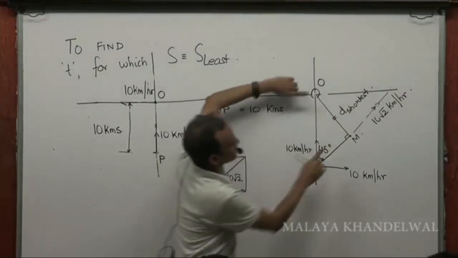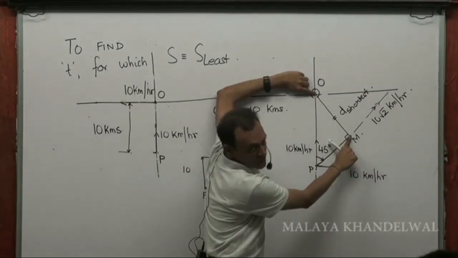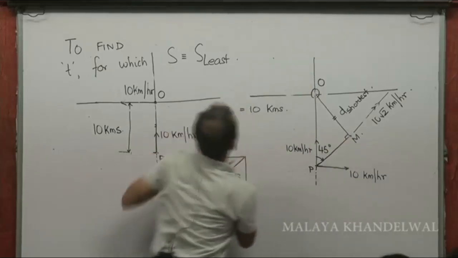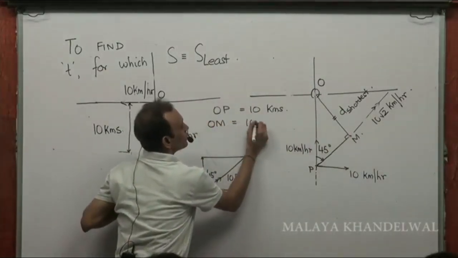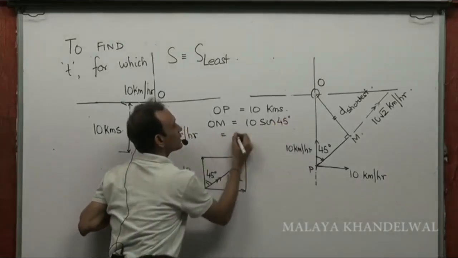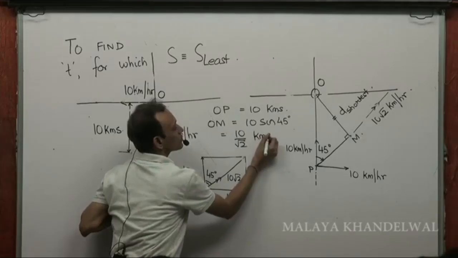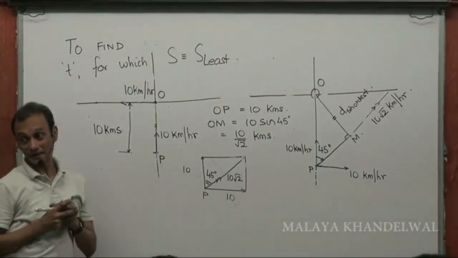Then do you realize that OM is going to be 10 sine 45 degrees? Right? So OM, the shortest distance, is going to be 10 sine 45 degrees, which is 10 by root 2 kilometers. That's the shortest distance. Yes or no? Right?